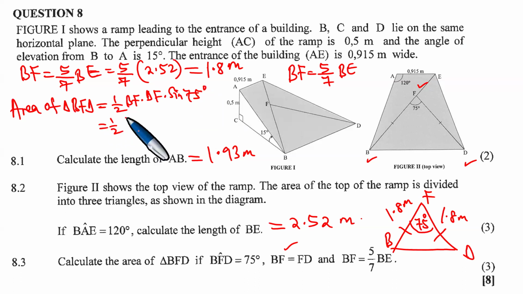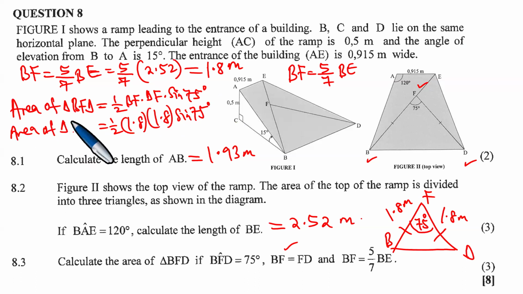So this is 1/2. What is BF? It's 1.8. And the DF is also 1.8. The sine of 75 degrees, which is the area of triangle BFD. The area of triangle BFD is this.